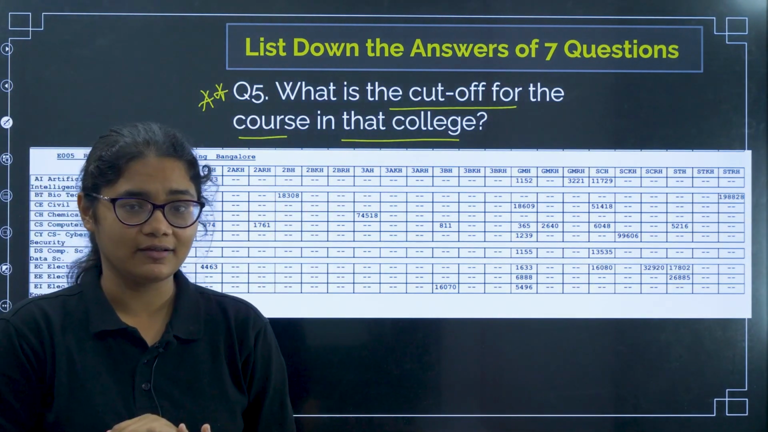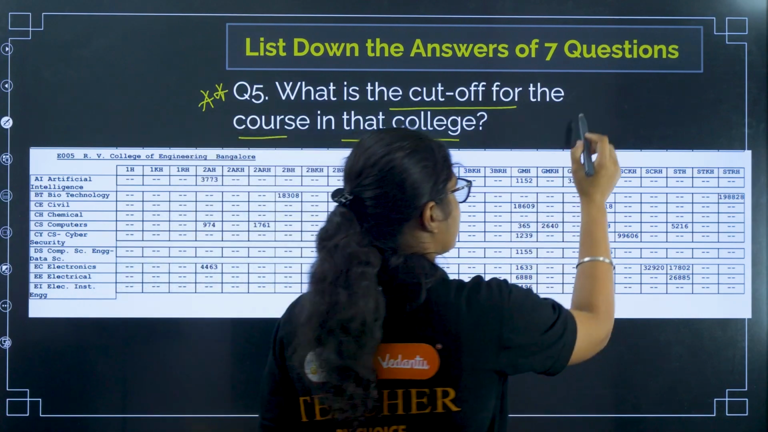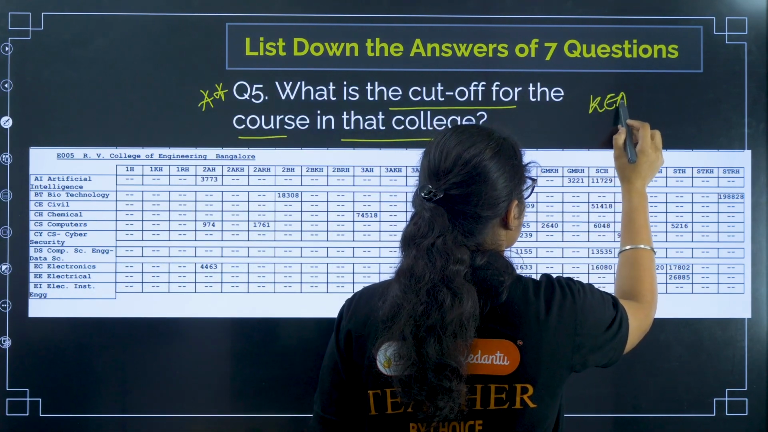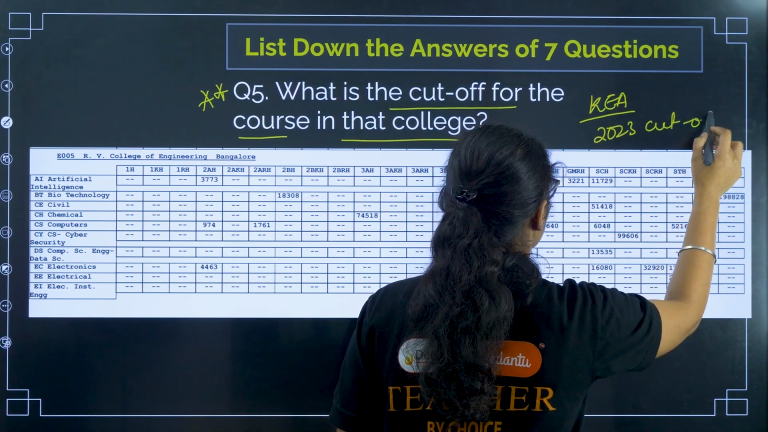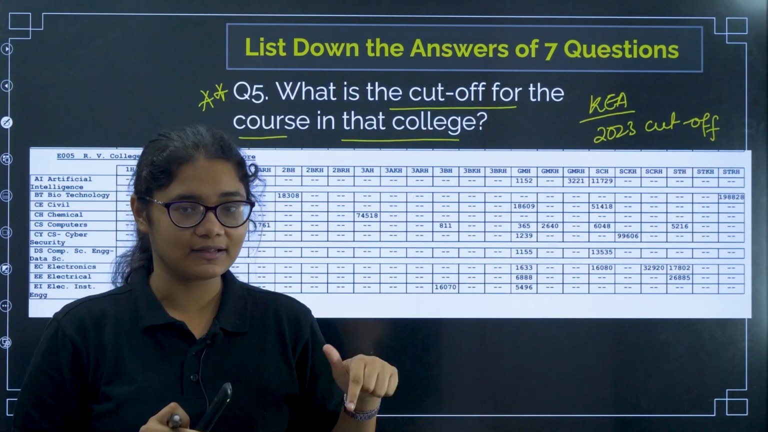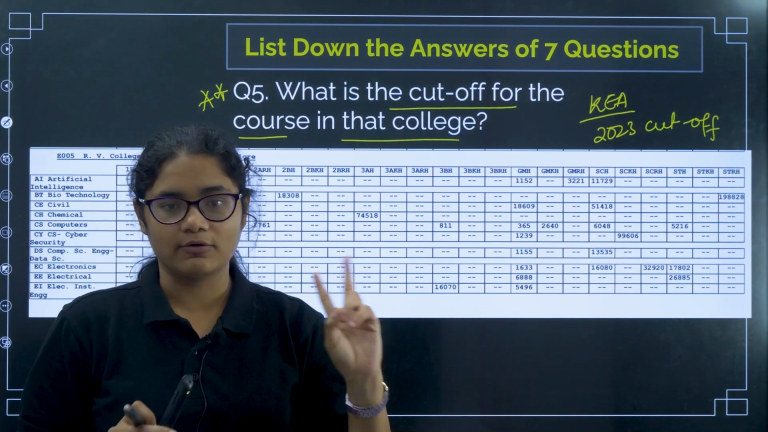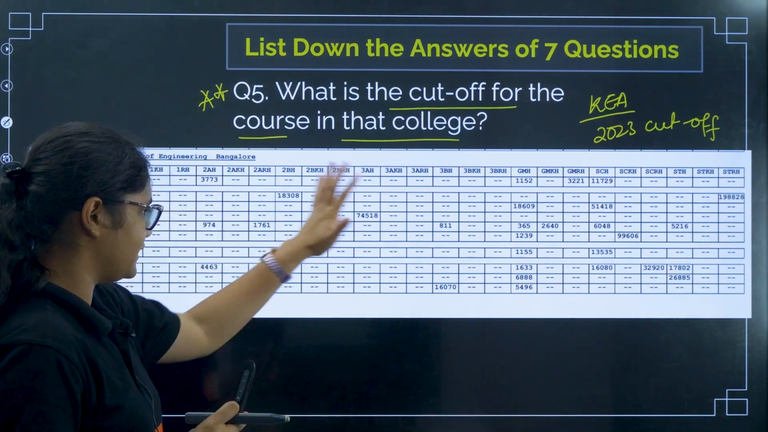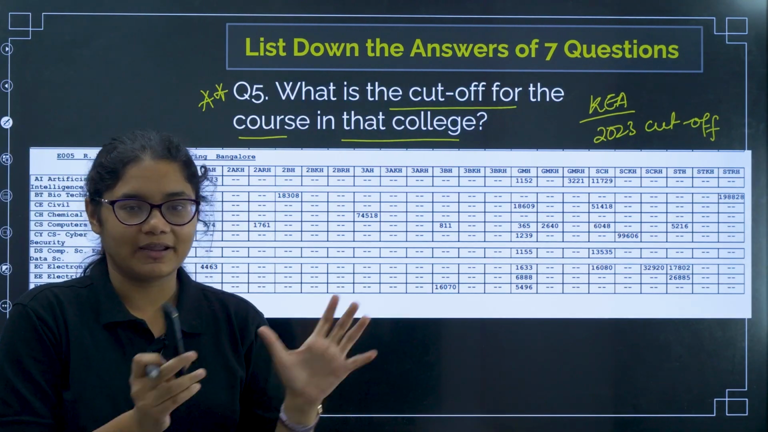So how can we check that? We need data for that. Here also, on the KEA website, you can see the 2023 cutoff. The link of this PDF will also be given in the description section, so no need to worry, just go there. But you can see this data is so clumsy and messy. There's another better way of doing this.